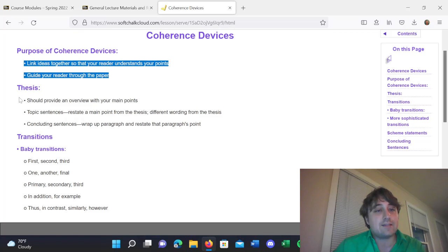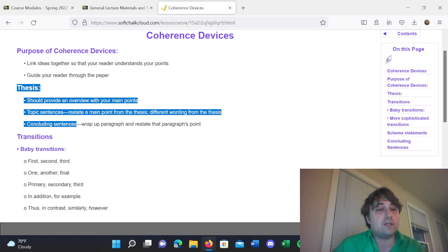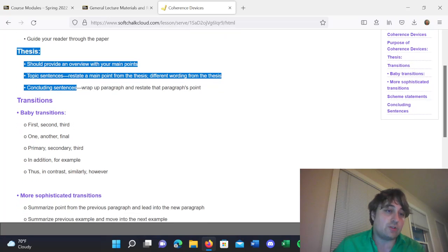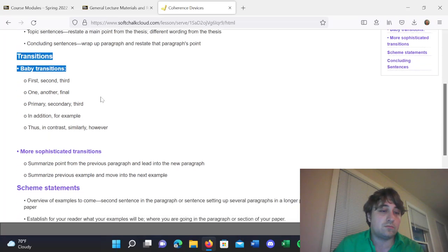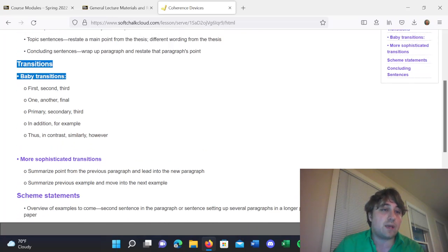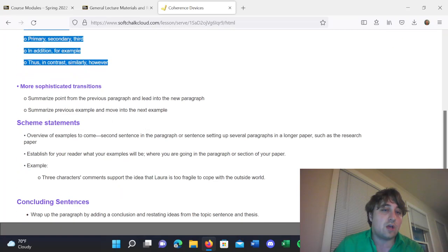So a thesis, that's an initial coherence device. We want them to know what the main point is. And we want topic sentences to support the thesis. We want concluding sentences to wrap up the paragraphs. We also want transitions between paragraphs so that it feels like it flows. So these are some baby transitions, meaning they're short transitions that you could use.